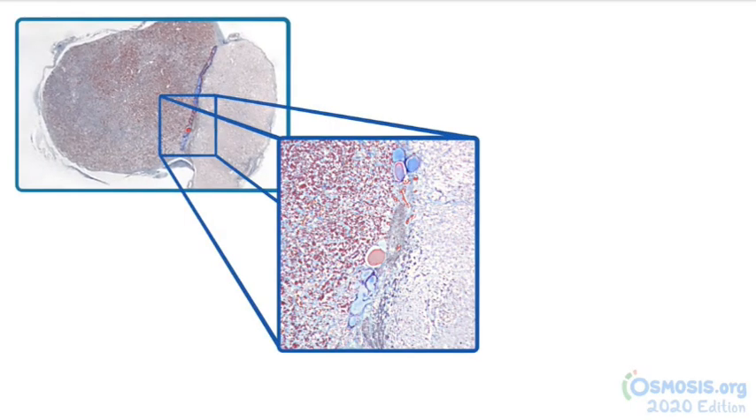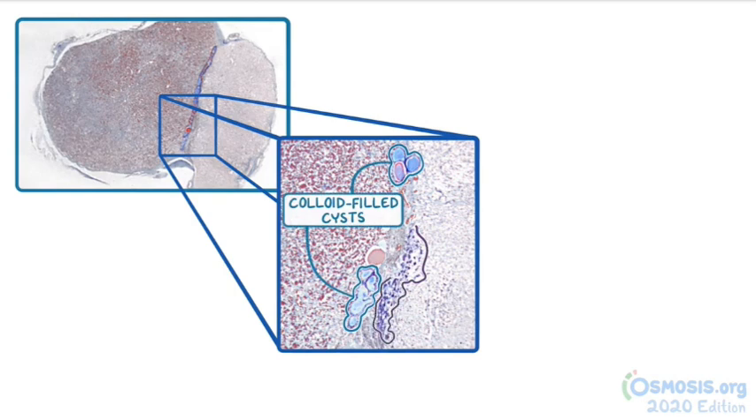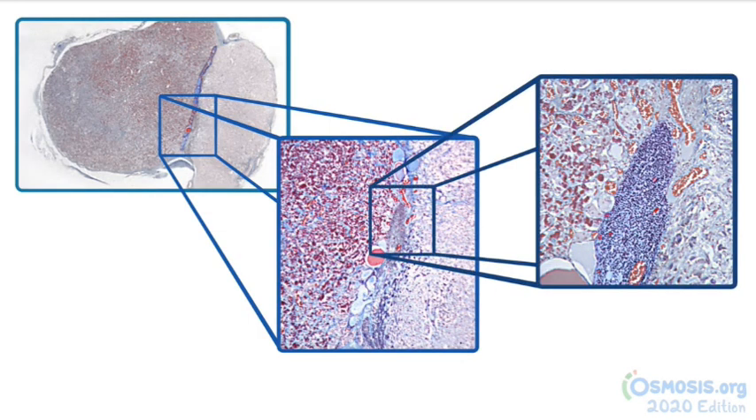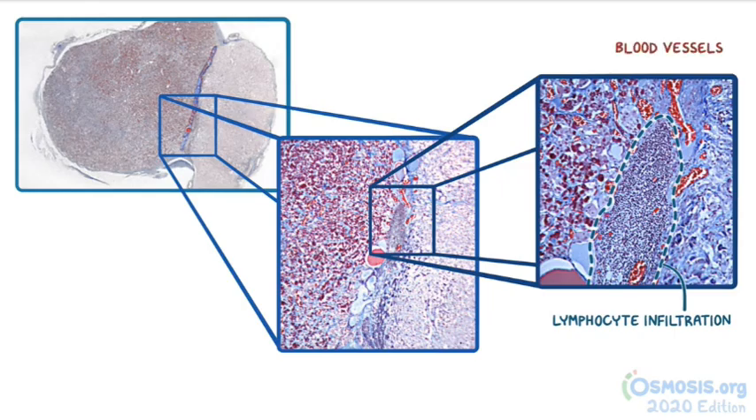Zooming in closer to the pars intermedia, the colloid-filled cysts can be seen more clearly, along with irregular clusters of basophilic cells that often invade the neighboring neurohypophysis as well. Looking even closer, we can see a portion of the pars intermedia that has an area of lymphocyte infiltration. It's also easier to see that the adenohypophysis has a much richer blood supply compared to the neurohypophysis, with many small blood vessels present throughout the adenohypophysis, including the pars intermedia.